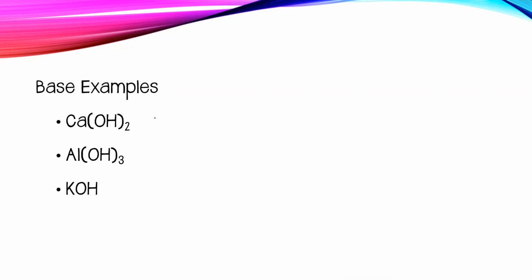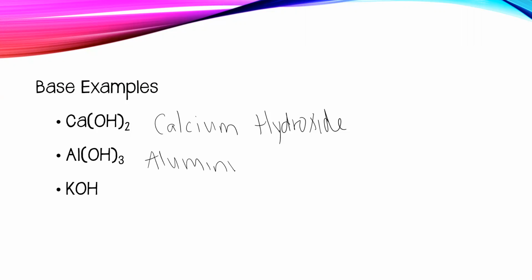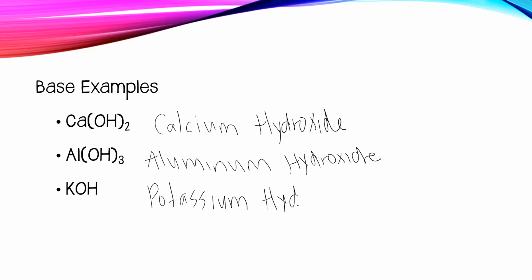Okay, so first one, we have Ca, calcium, and then OH, hydroxide, no prefix there, it's a radical. Al(OH)3 would be aluminum hydroxide. And KOH would be potassium hydroxide. Spelling is important, guys. So you have your periodic table, you use it to your advantage. You should know how to spell these by now.